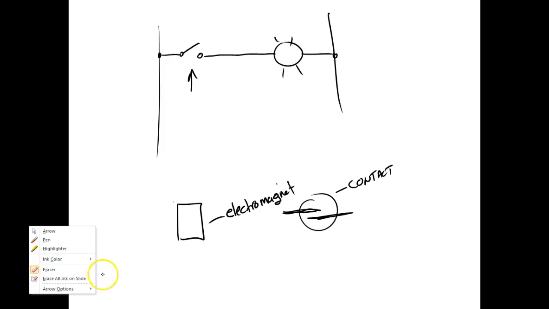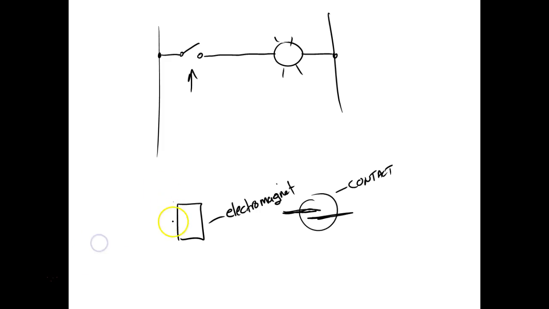Some are more efficient than the others. And then we'll put a spring right here. And then we'll put that right there. And then when we come over here and energize our electromagnet, it pulls this thing down and closes the contact.